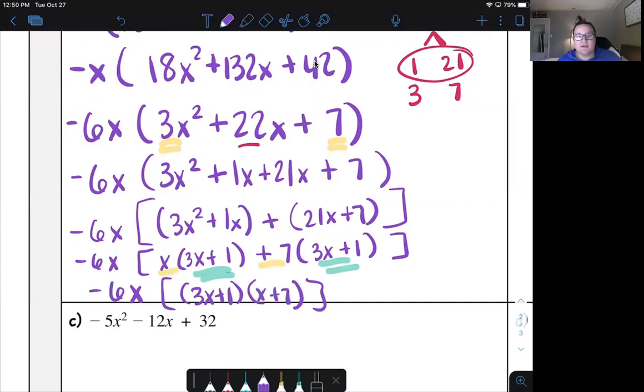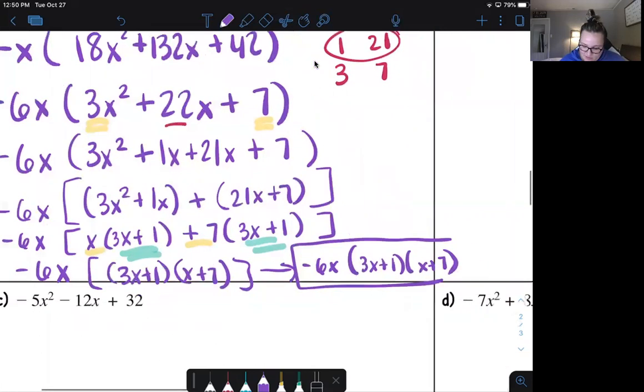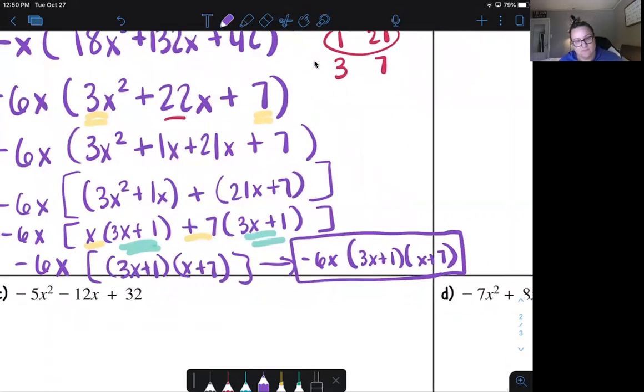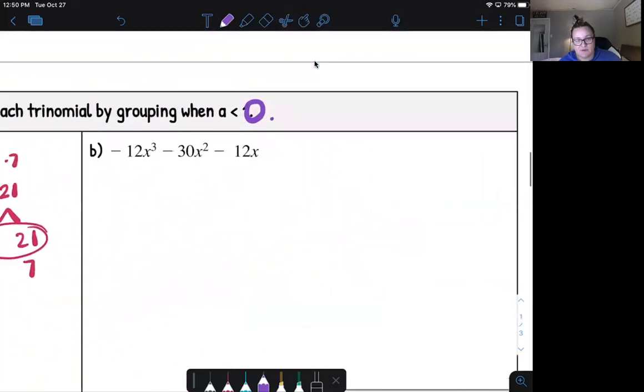Well, since we're multiplying, we don't need these brackets anymore. So you can actually write your final answer as negative 6x times 3x plus 1 times x plus 7. You can leave the brackets if you want, but we don't need them anymore. All right, let's keep going.